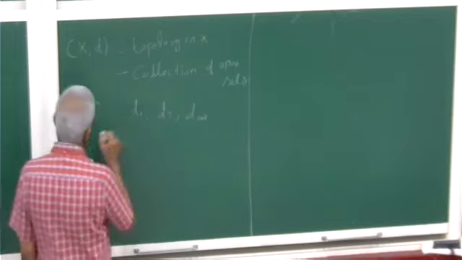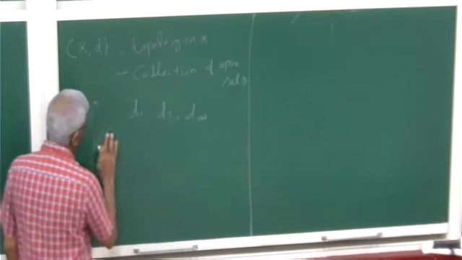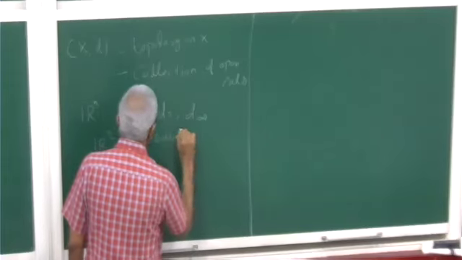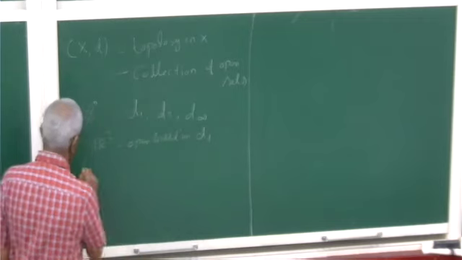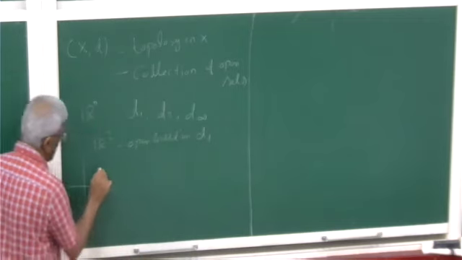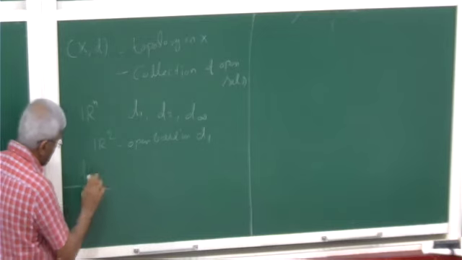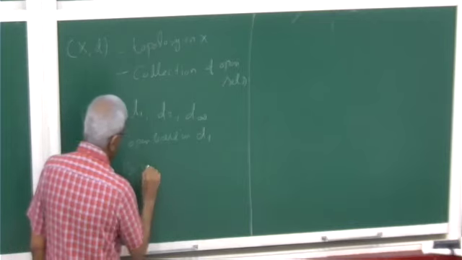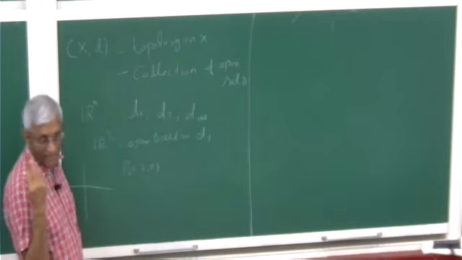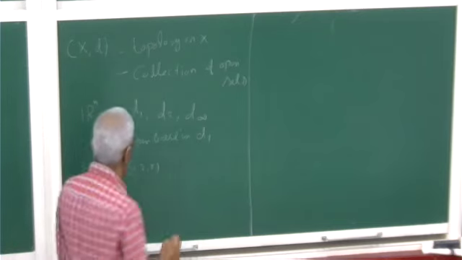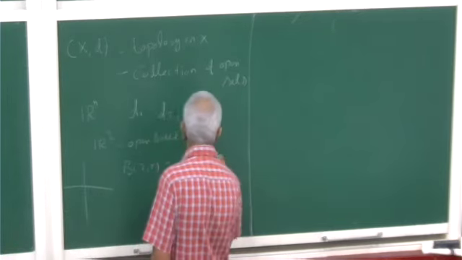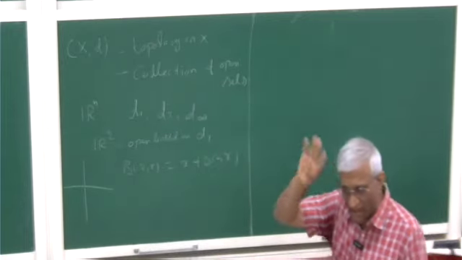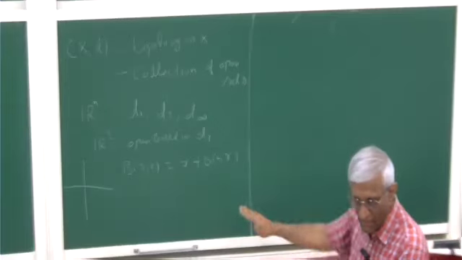For example, if you take R2, an open ball in d1, you want to consider an open ball around some point here, but any open ball here will be a translate of this. This is a property of any normed linear space, in fact of what is called a locally convex space. If you have an open ball, B of x, r, it is just B of 0, r translated.